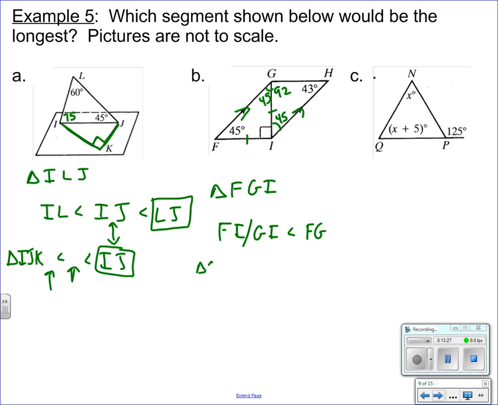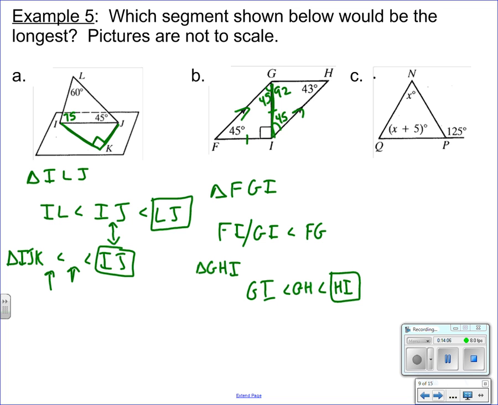Triangle GHI. Well, they share GI. GI is the smallest. Then rank, or in triangle GHI, yes, GI would be the smallest. Then I would have GH. Then I would have HI. Thus, HI has to be the largest side.